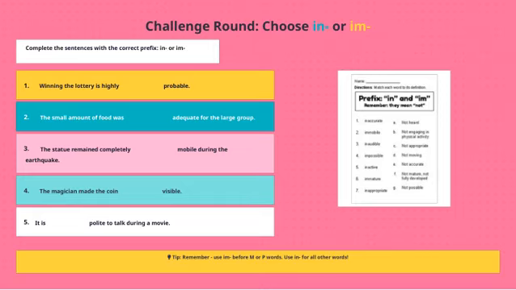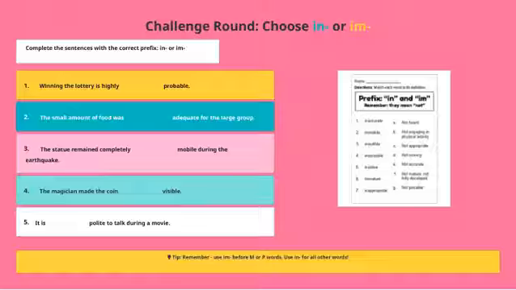All right, on this slide, we're focusing on a fun challenge round to practice choosing between in and im prefixes. The idea is to complete each sentence with the correct prefix, so let's go through them one by one. First, we have: winning the lottery is highly probable. The key word here is probable, which is a positive, likely outcome. Since we're talking about something that is unlikely, the correct prefix is im to form improbable.